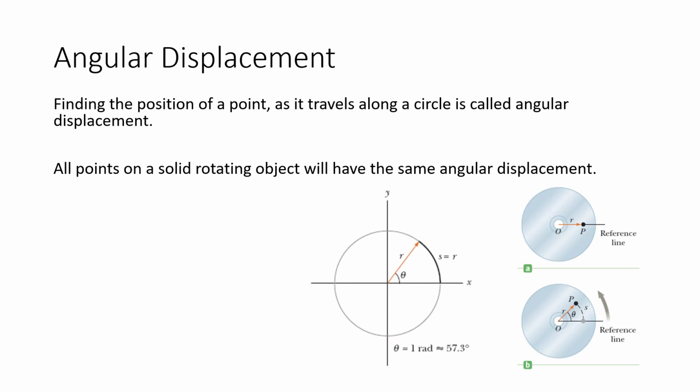So angular displacement is related to the radius of whatever type of circle or arc you're making, and the arc length of however far this thing is moving. So we're going to call that S over R. So this is arc length, and radius.